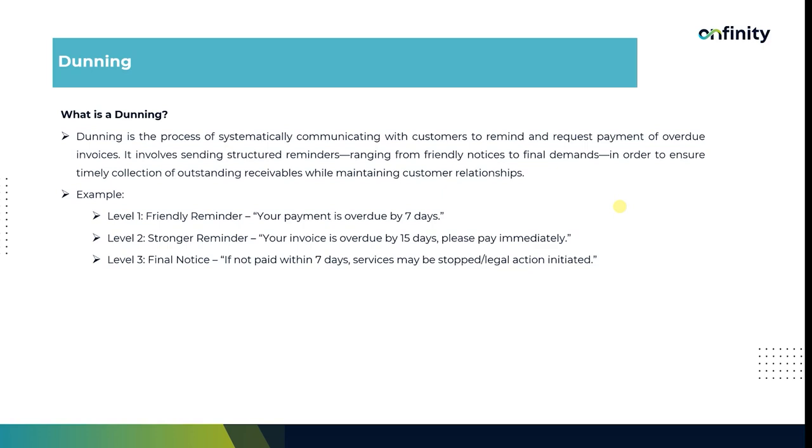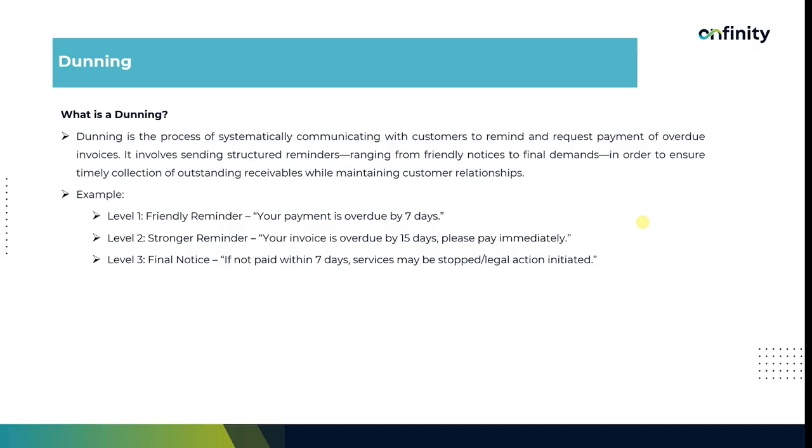Let's understand what dunning is. Dunning is the process of systematically communicating with customers to remind and request payment of overdue invoices. It involves sending structured reminders ranging from friendly notices to final demands in order to ensure timely collection of outstanding receivables while maintaining customer relationships.